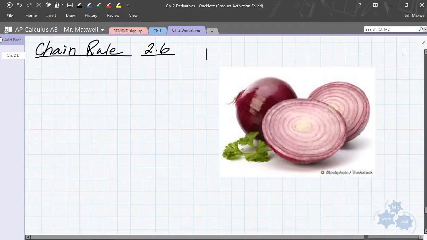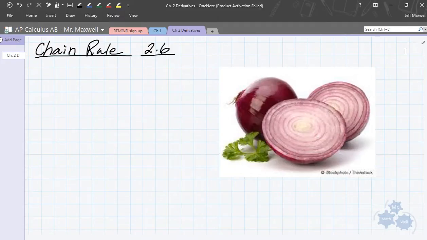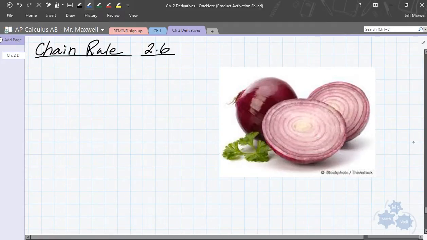Alright, so today's lesson is 2.6, the chain rule. 2.6 in your textbook starts on page 96 if you want to check the material there. But the chain rule, so let's set this up here.